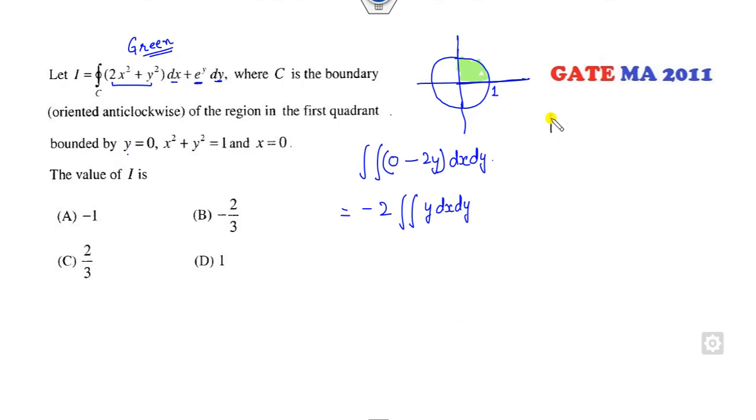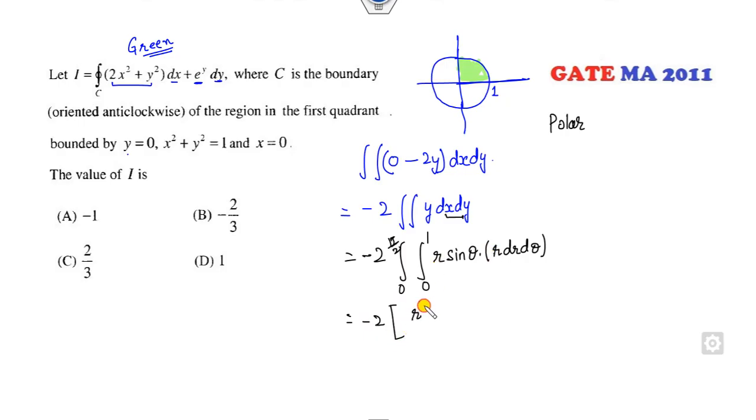Otherwise change into the polar coordinates. That could be very easy once you change into the polar coordinates. So y is my r sine theta, dx into dy is my r dr into d theta. So what is the limit of this? Circle, radius 1, angle is 0 to, for the first quadrant, pi over 2. So what is that? It's a minus 2. It's my r square. Integration of the r square is r cube over 3, and integration of the sine is minus cos. This is my 0 to pi by 2, and this is my 0 to 1.